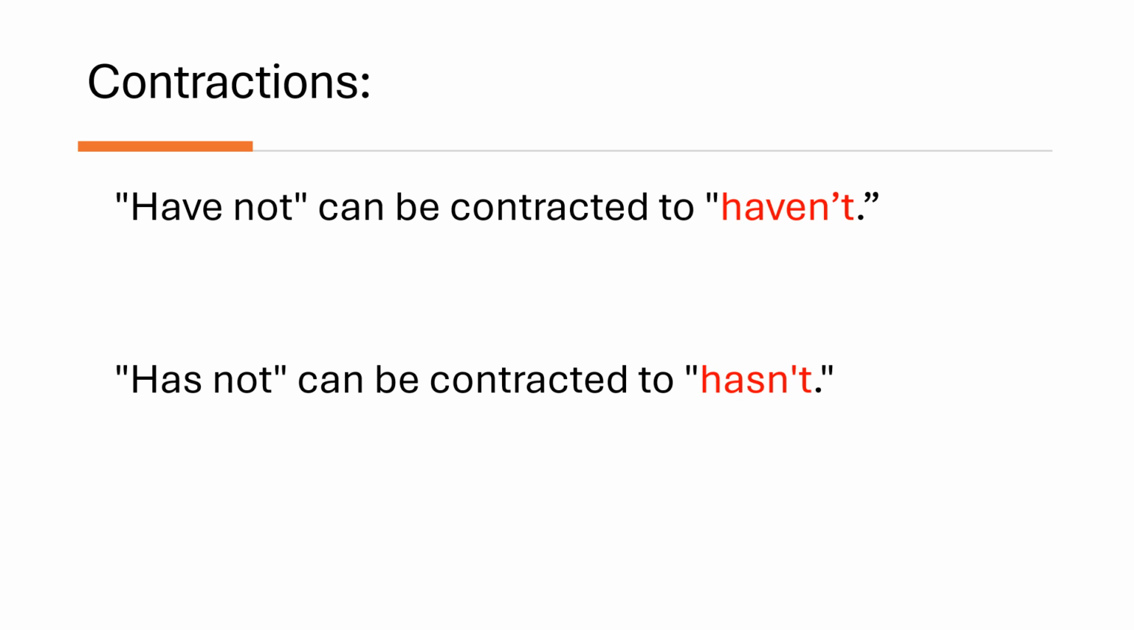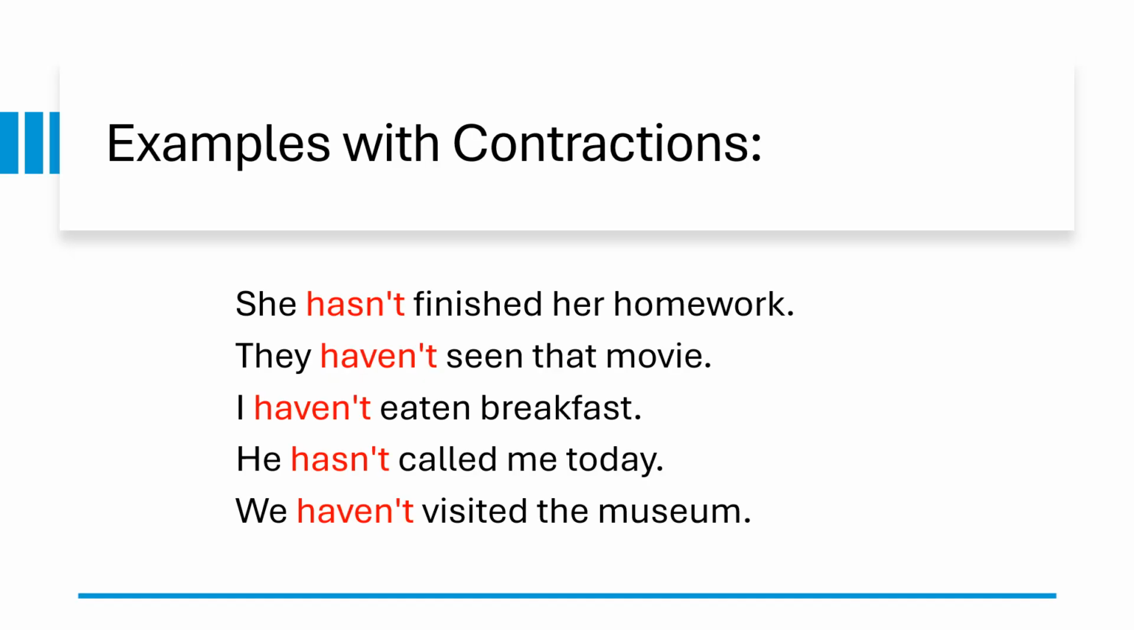Contractions: have not can be contracted to haven't and has not can be contracted to hasn't. Examples with contractions. She hasn't finished her homework. They haven't seen that movie. I haven't eaten breakfast. He hasn't called me today. We haven't visited the museum.